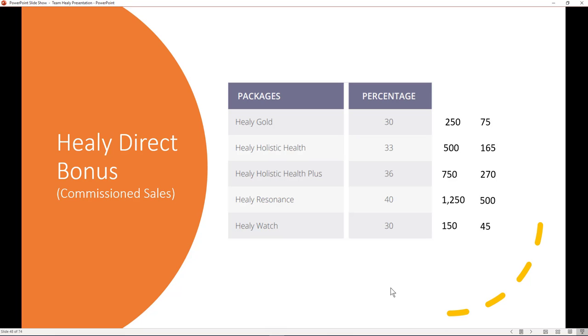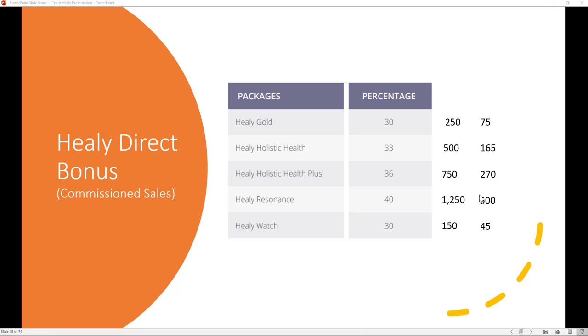Here you see a table that I've extracted directly from the compensation plan document. If you sell a Healy Gold, you'll earn 30% of its PV. So 30% of 250 is 75. That's what you earn. If you sell a Resonance, you earn 40% of its PV, and 40% of 1,250 is 500. And that doesn't go into your binary matrix. It's paid to you directly. So it's like a direct commission.